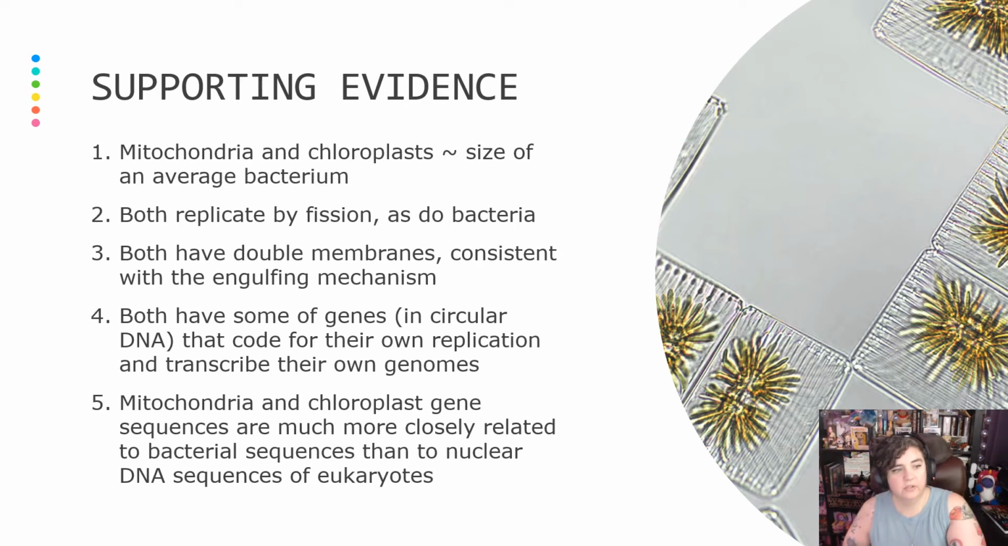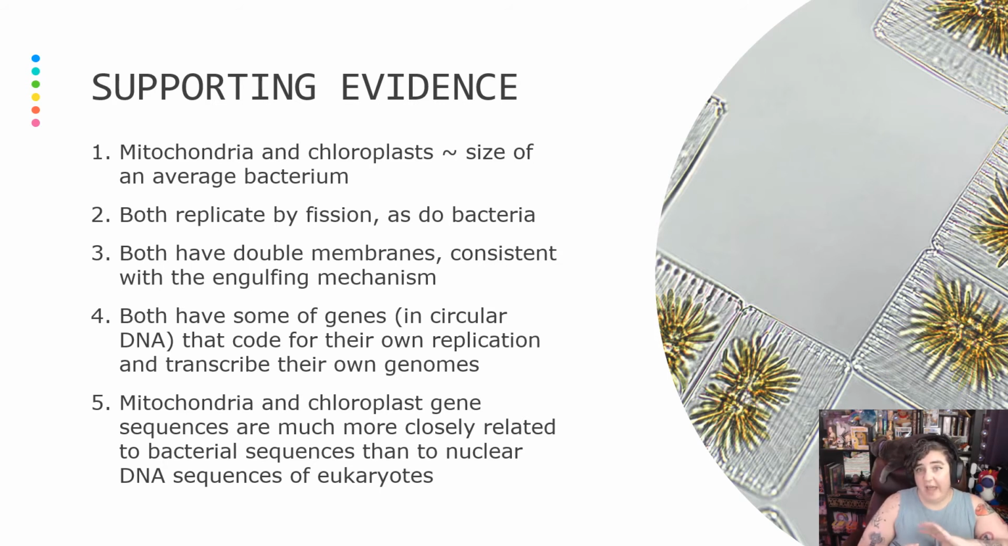Okay, so some of the supporting evidence is that mitochondria and chloroplasts are about the same size as a bacterium. They both replicate via fission, as do bacteria. So they both don't undergo mitosis like eukaryotic cells do. Instead, they replicate inside of the cell, and they do that via fission. They have the double membranes, consistent with that engulfing mechanism via phagocytosis that we just talked about.